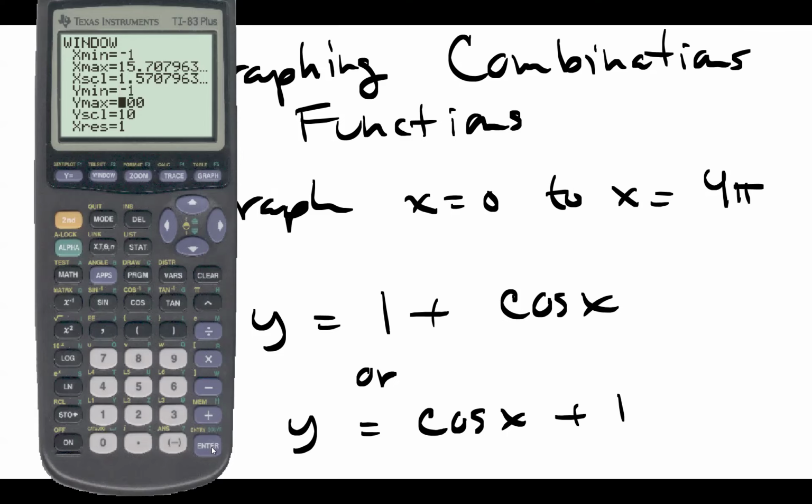And then, see if this makes sense here. 4 pi was 12.5, is that right? If cosine is 1 at 4 pi, it's going to be 13.5. So let's go up to 15. 15 should make a nice graph. And now the question is, we're going to go from a -1 to a +15. How much should our tick marks be? By how much? By ones. One's probably good.